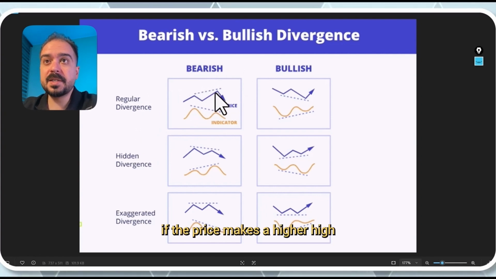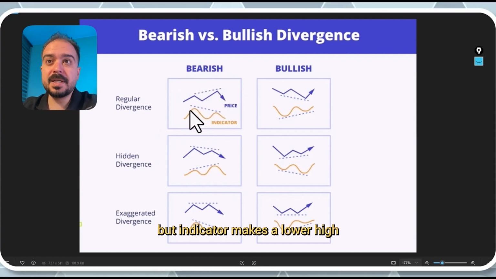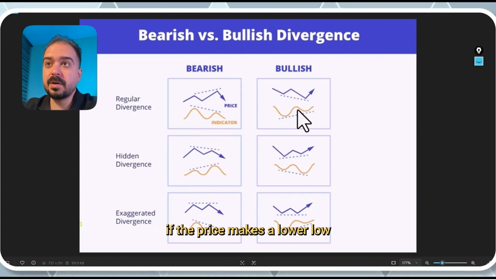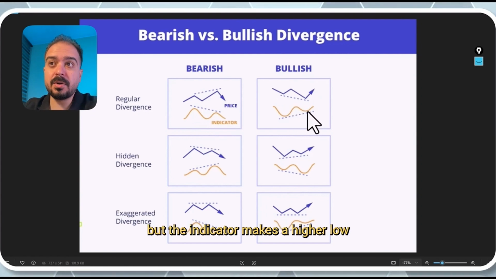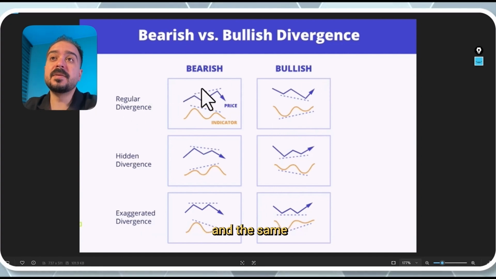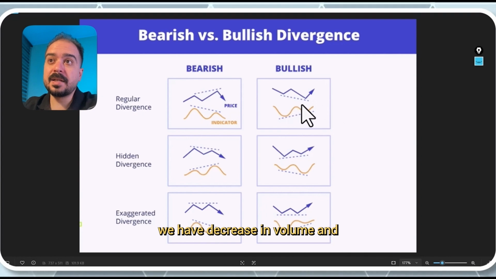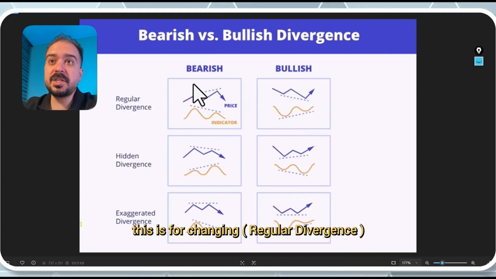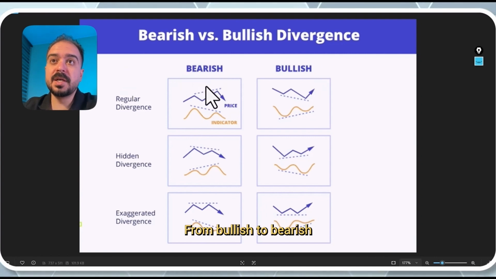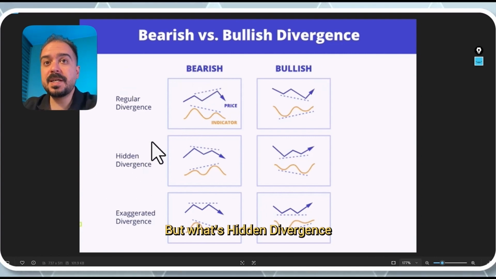In bearish, if the price makes a higher high, but the indicator makes a lower high, it means we have a regular divergence. It means we have a decrease in volume. In bullish market, if the price makes a lower low, but the indicator makes a higher low, it means we have a regular divergence. And the same, we have decrease in volume. Regular divergence means changing the direction from bearish to bullish, from bullish to bearish. It's a sign. But what's hidden divergence?